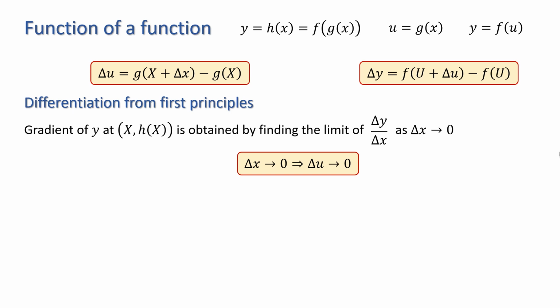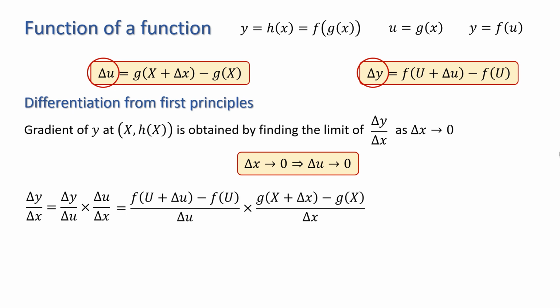Now, delta y, delta u and delta x are all finite quantities. Thus, we can write delta y over delta x as delta y over delta u times delta u over delta x. Substituting for delta y and delta u in the numerators using the expressions we have above, we get f of u plus delta u minus f of u over delta u, times g of x plus delta x minus g of x over delta x.